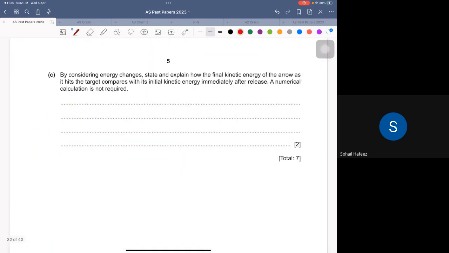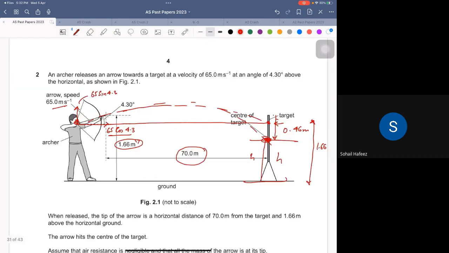Okay. So going to the next. It says by considering energy changes, explain how the final kinetic energy of the arrow as it hits the target compares with the initial kinetic energy immediately after release. So if you notice that initially at this point when it was released, it had this much kinetic energy depending on the velocity, right? This much.